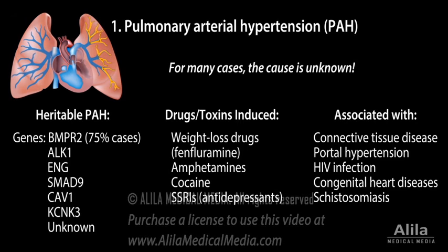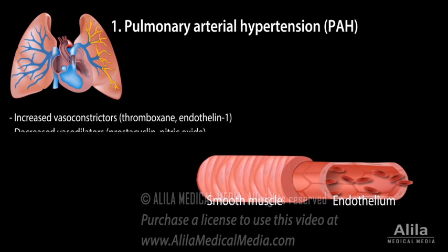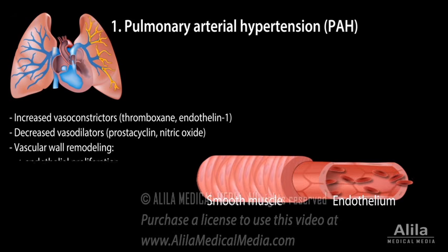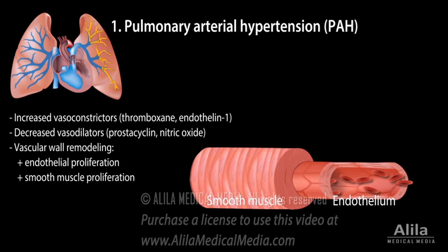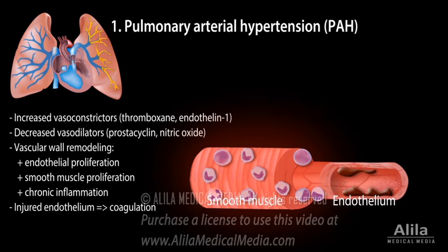Regardless of the underlying cause, however, the group shares similar pathological changes. These include increased activities of vasoconstrictors, decreased activities of vasodilators, and vascular wall remodeling as a result of endothelial and smooth muscle proliferation and chronic inflammation. In addition, the increased vascular pressure injures the endothelium, activating coagulation, producing blood clots that further obstruct blood flow.